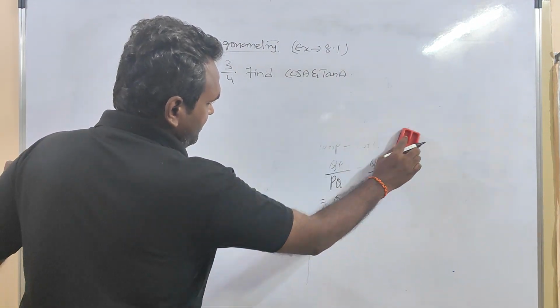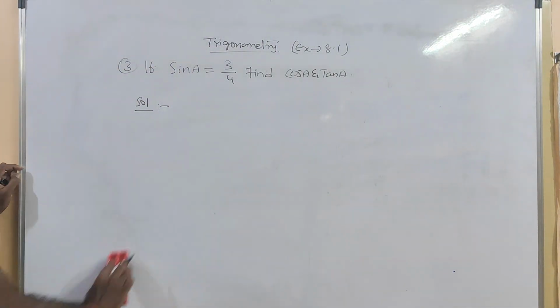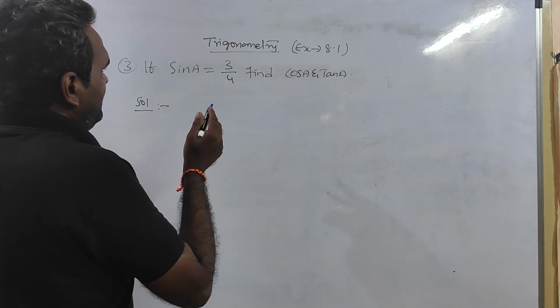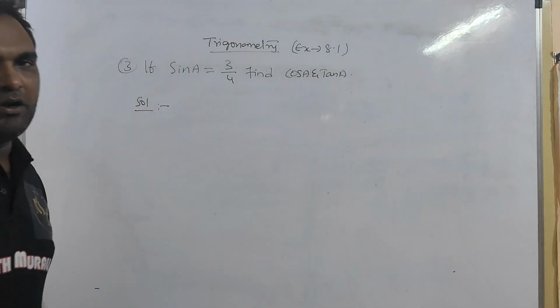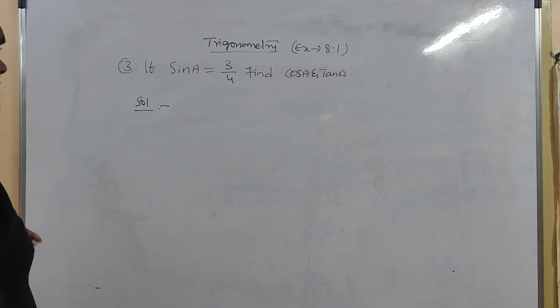You please go through the problem once. I will tell you what to do. If sin A is equal to 3 by 4, find cos A and tan A. Tell me how to do. See, sin A is given as 3 by 4. Let us go with the diagram, or else normally also you can do, but here sin A is given as 3 by 4. You should not write it as 3 by 4. You have to make it as 3k by 4k.